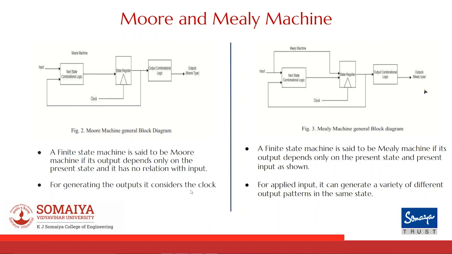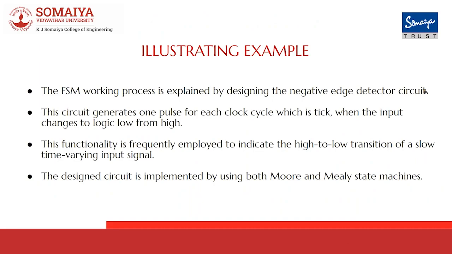On the right-hand side, we have the Mealy machine definition and its block diagram. A finite state machine is said to be a Mealy machine if its output depends on the present state and present input, as shown. For an applied input, it can generate a variety of different output patterns in the same state. So we have an example and it will be explained by Hardik.